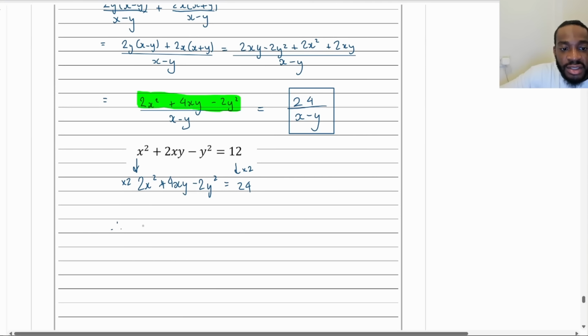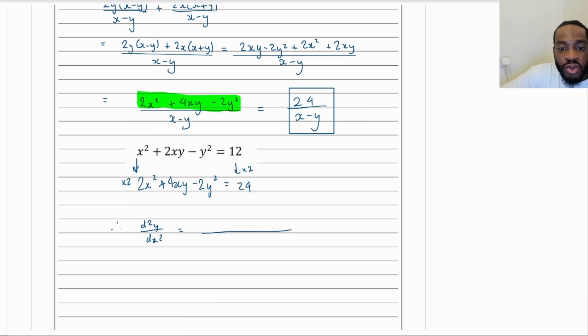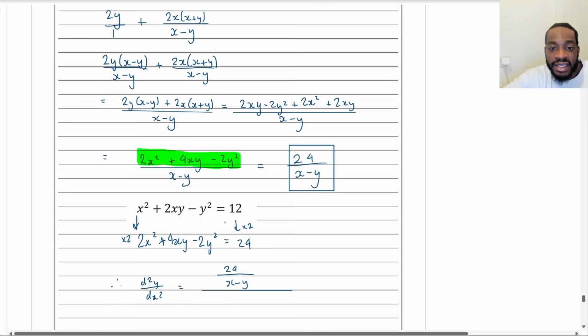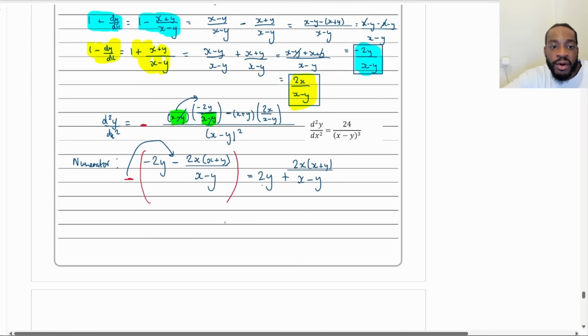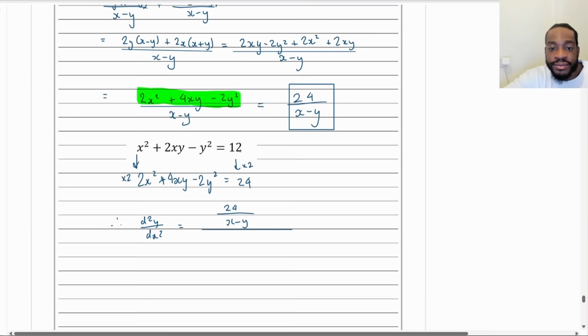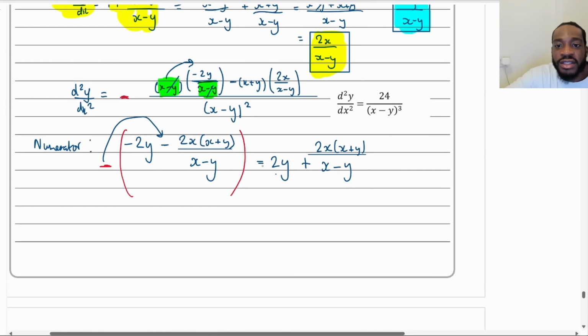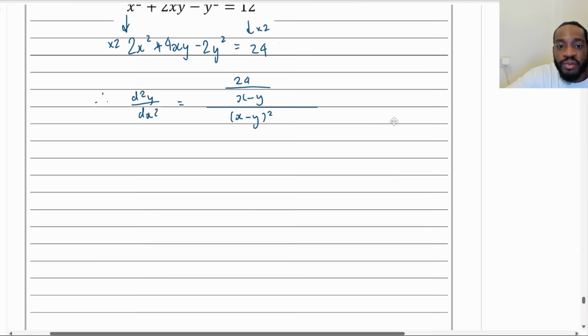I've got d²y/dx². On the numerator, right, it is 24 over x - y. We've used algebra to show that all of this working out here is just 24 over x - y. The denominator, remember, is (x - y)². So therefore, I've got (x - y) all squared. And then now, remember what we're trying to show. We're trying to show that the second derivative is 24 over (x - y) all cubed. So we're pretty much done.